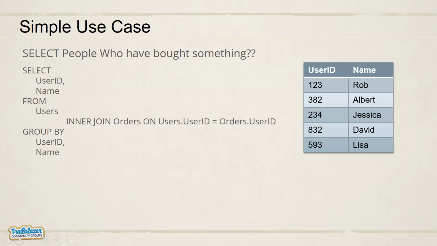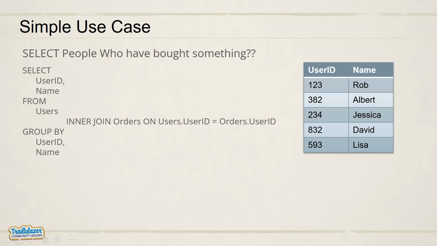So it will give me Rob, Albert, Jessica, David, and Lisa. And if you notice, Rob, Jessica and Lisa, who were having multiple orders, didn't appear multiple times, because using group by, you have actually found the unique subset. And the unique subset is on the combination of user ID and name. It's not the unique subset with all the fields. Distinct will give you the unique subset on all the fields. Any questions here?